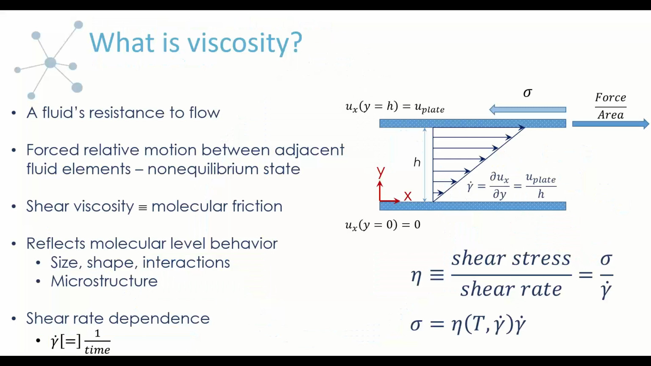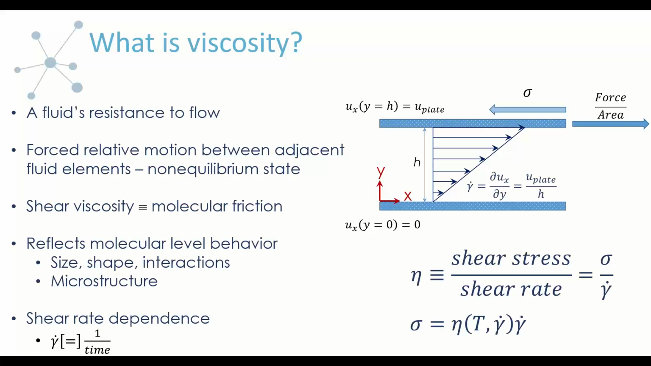And so what is viscosity exactly? It is a fluid's resistance to flow. It is the forced relative motion between adjacent fluid elements, inducing a non-equilibrium state. And we can think of the shear viscosity as the molecular friction within the fluid. And this will directly reflect the size, shape, and interactions in microstructure of the particles suspended in solution.